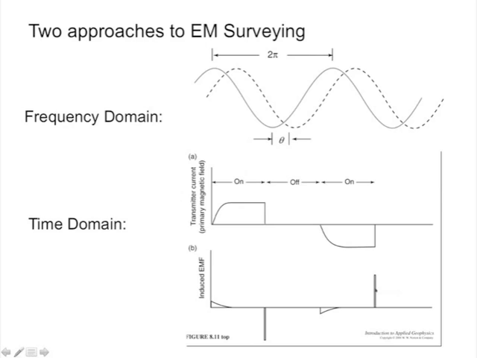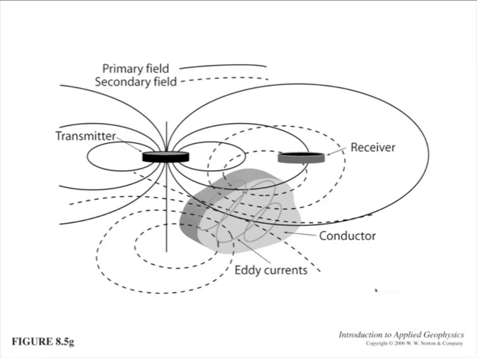Now however we do it, in the frequency domain or the time domain, we are basically going to have a transmitter coil and a receiver coil. And the transmitter is going to induce a primary magnetic field. So here are some magnetic lines of force for you. And then down into the ground, we're kind of looking obliquely down into the ground, there's this conductor, maybe a piece of a dike that's mineralized and is more conductive. Or maybe a piece of a fault zone that has saline water in it, so it's more conductive.